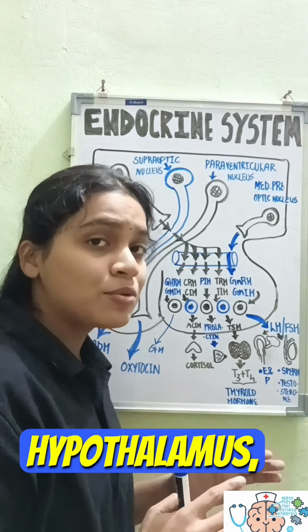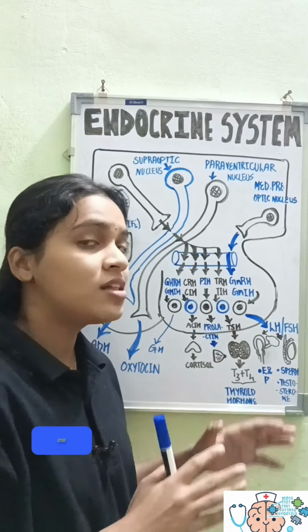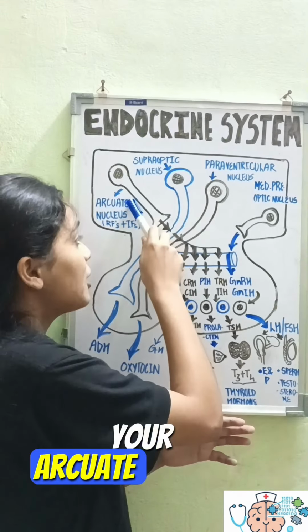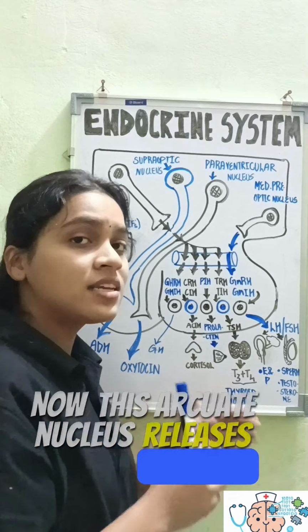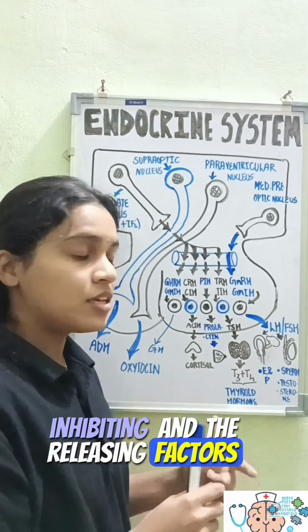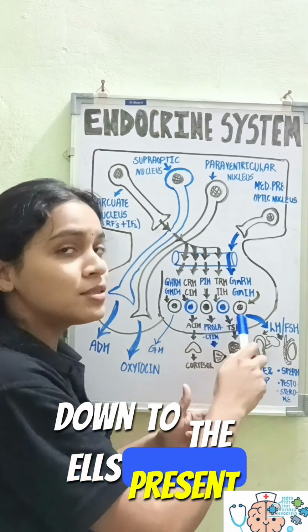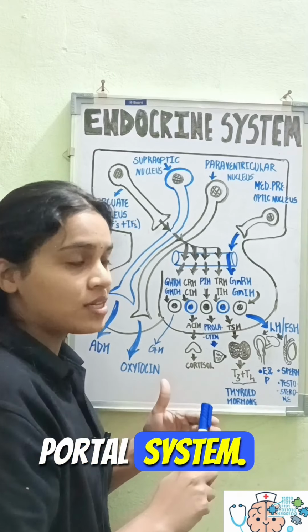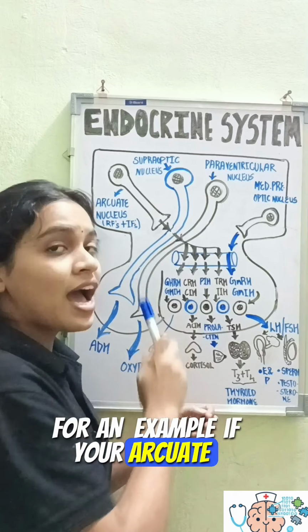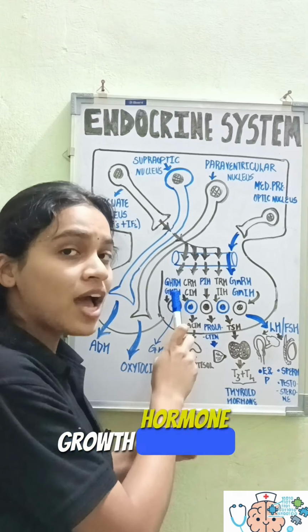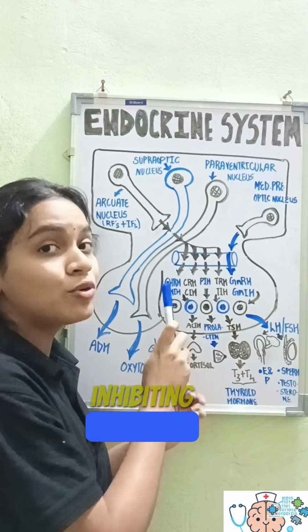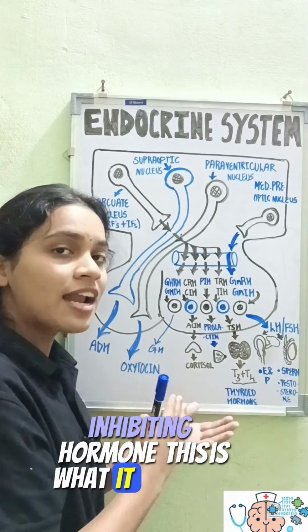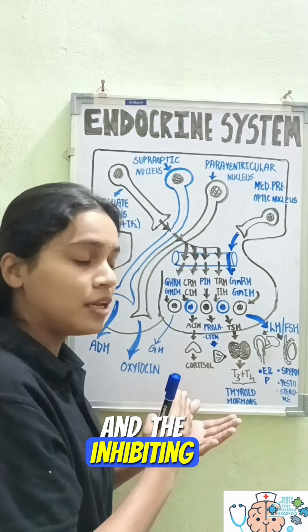In the zones of your hypothalamus, we have already seen the tuberal zone, where you have the presence of your arcuate nucleus. Now this arcuate nucleus releases inhibiting and releasing factors, which travel down to the cells present in your anterior pituitary through your hypothalamic hypophyseal portal system. For example, if your arcuate nucleus releases growth hormone releasing hormone or growth hormone inhibiting hormone, this is what it actually means by releasing and inhibiting factors.